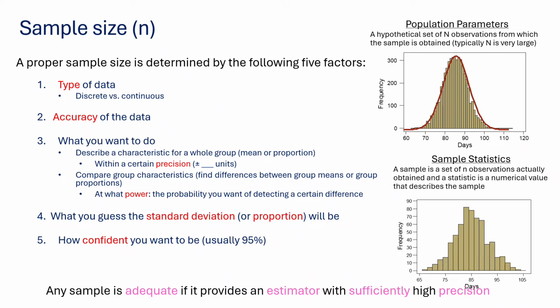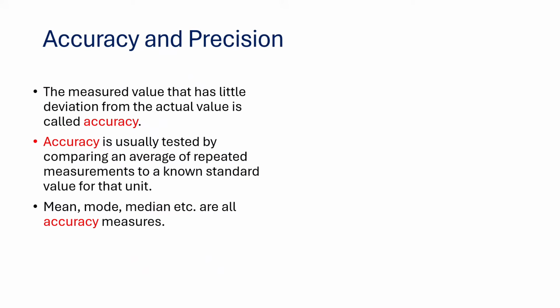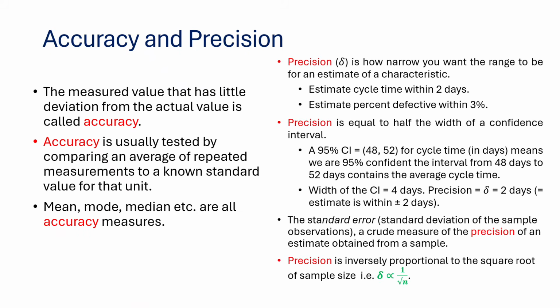Any sample is adequate if it provides an estimator with sufficiently high precision. So accuracy and precision play a very important role in deciding the sample size. The measured value that has little deviation from the actual value is called accuracy, and is usually tested by comparing an average of repeated measurements to a standard value for the unit. And the mean, mode, median, etc., as you all know, are called accuracy measures. So let us understand precision.